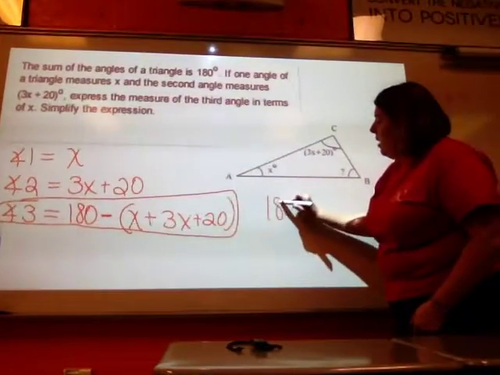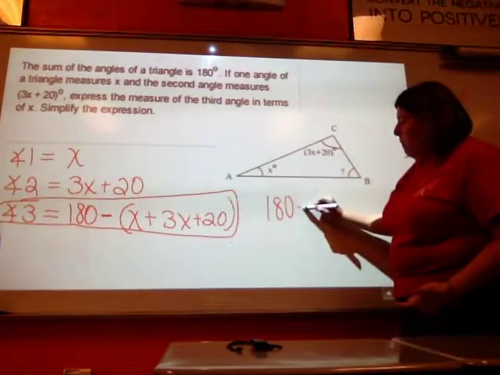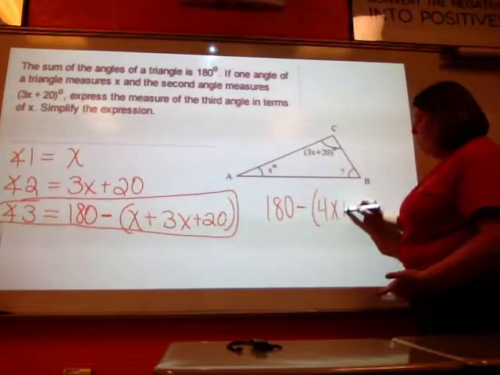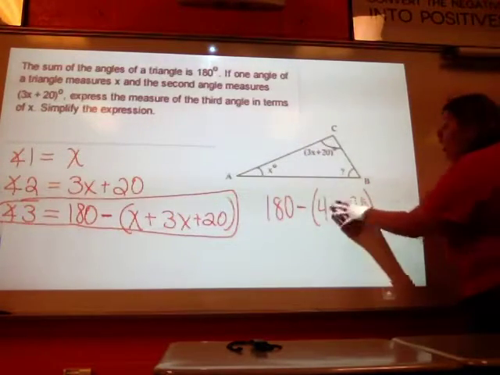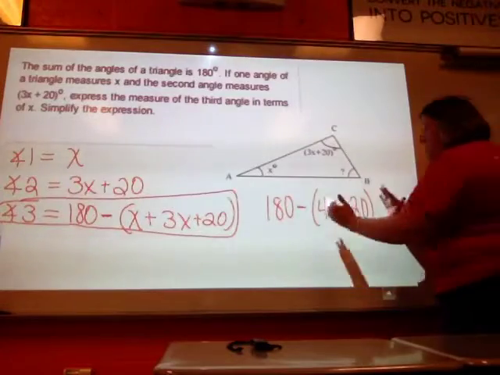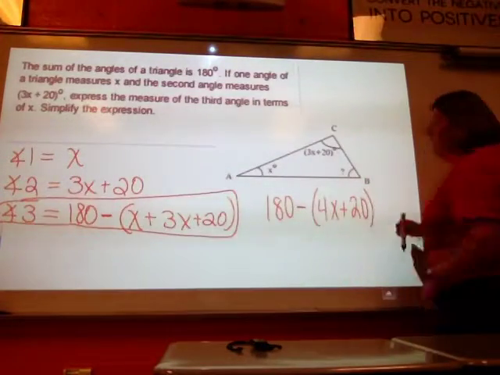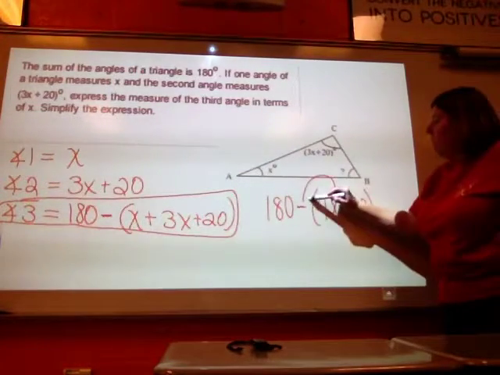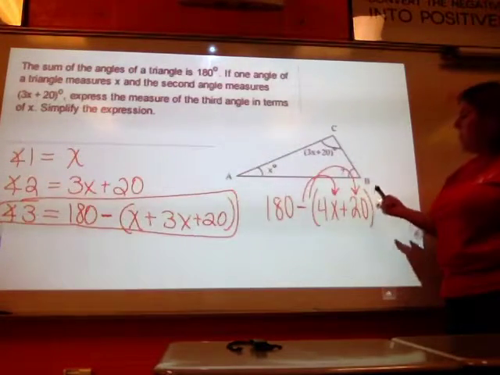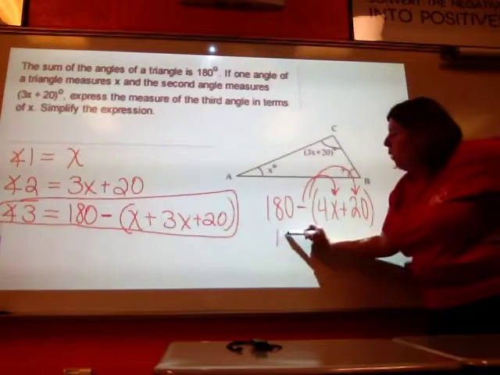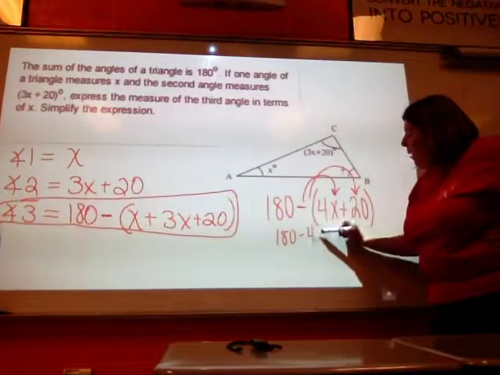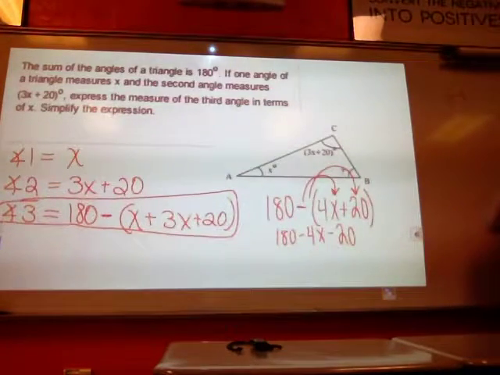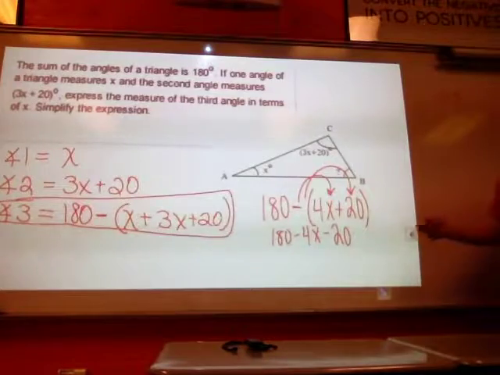I'm going to do what is in parentheses first, and I'm going to combine like terms. So x plus 3x is 4x plus 20. And now all of that, that's why I put it in parentheses, because all of that has to be subtracted from 180. So where you're going to mess up is you're going to forget to distribute this negative. So if I distribute this, I'm going to get 180 minus 4x minus 20, because I've got to distribute that negative here too. So then I can combine like terms.